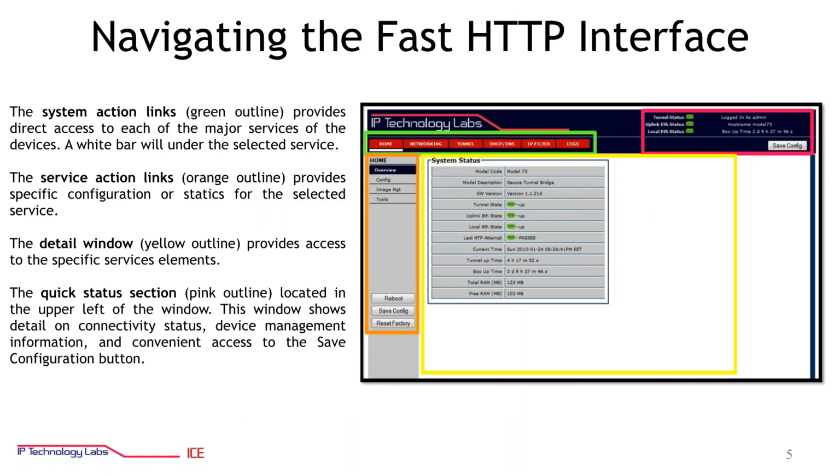So navigating the web interface on the device, in the upper right corner, we always have statistical information, model code, system ID, box uptime, status of the tunnels, and who you're logged in as. In the upper left of the device, we have high-level links that allow you to go into each of the different sections. Depending on the section of the device that you select, on the left side will be a set of links. And in the center of the page is always going to have status information and configuration information.